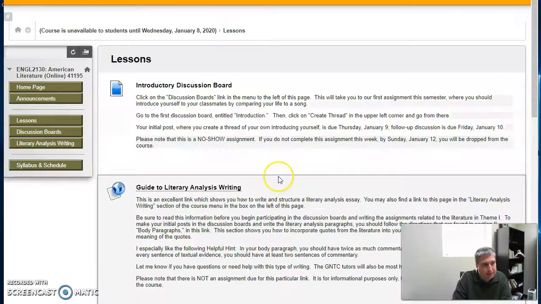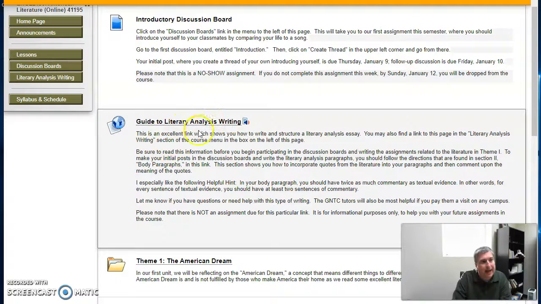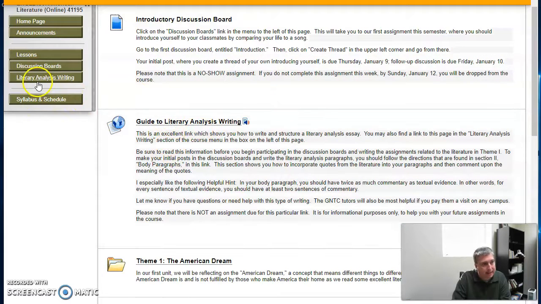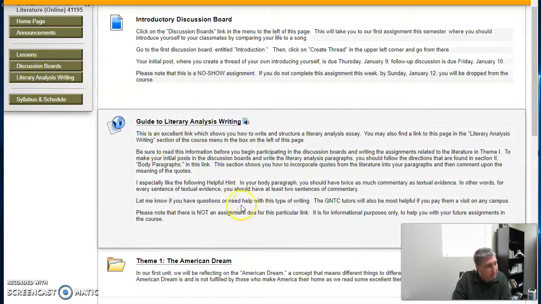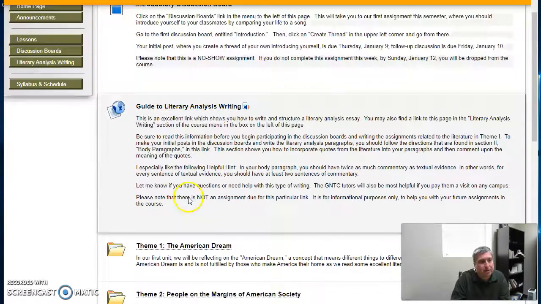And so the lessons, it just goes in order. Now, this guide to literary analysis writing is the same thing that's here. You do need to read this carefully. You need to understand how to analyze literature in writing. You need to use that skill throughout the semester. Obviously, this is a literature class, and we'll do quite a bit of writing about literature. But there's nothing due for this. You just need to read it and understand it.